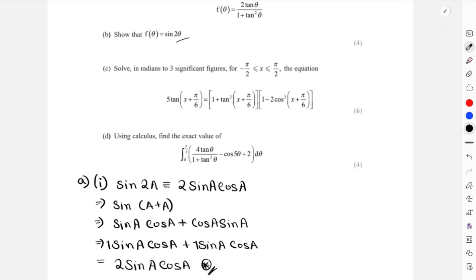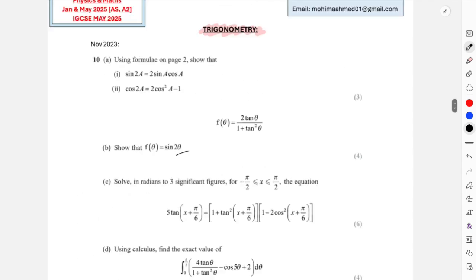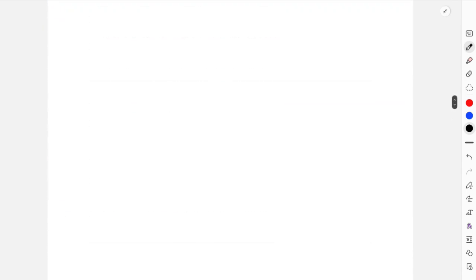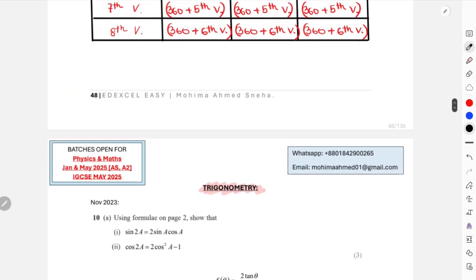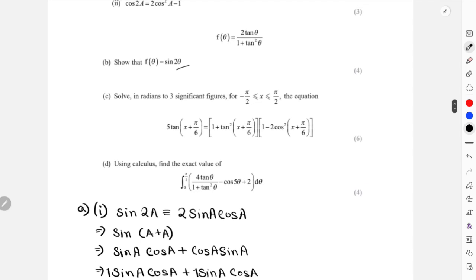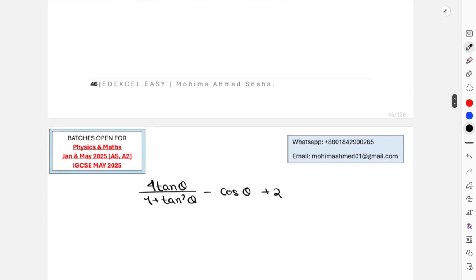It is 4 tan theta, 1 plus tan square theta, cos 5 theta plus 2, okay? For tan theta, 1 plus tan square theta, cos theta plus 2. Cos 5 theta, pi by 2 range, it was minus, okay? Over here you had cos 5 theta.